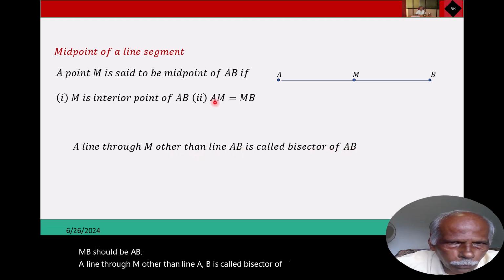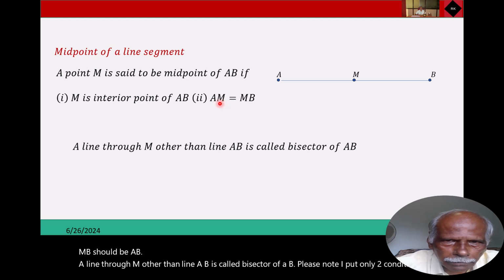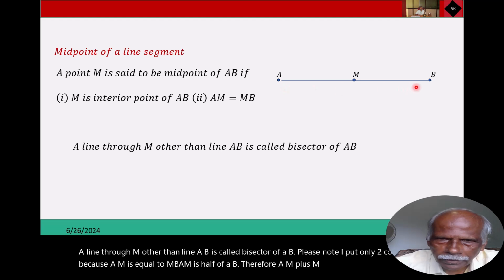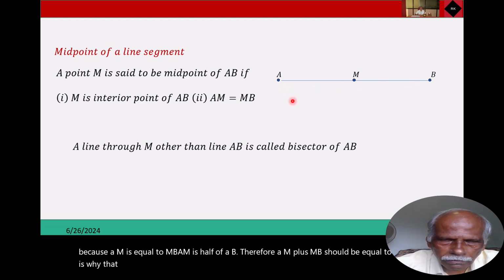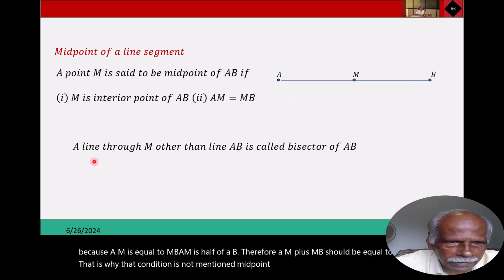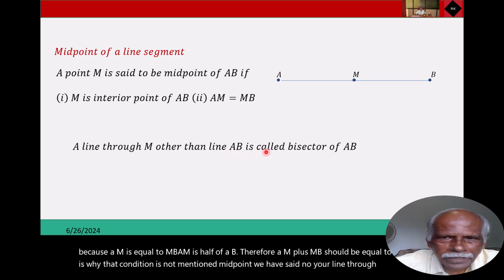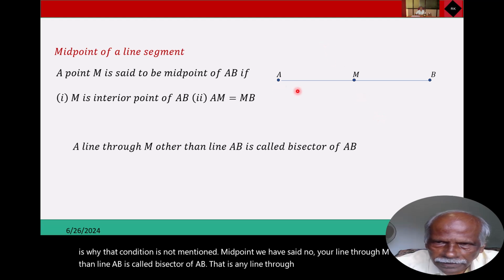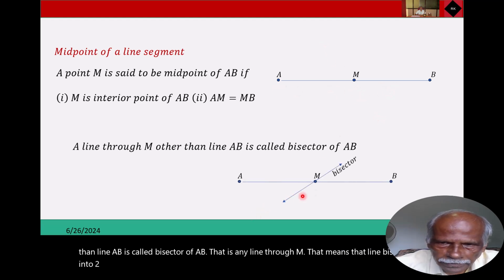Please note I put only two conditions because AM is equal to MB, AM is half of AB, therefore AM plus MB should be equal to AB. That is why that condition is not mentioned. Midpoint we have said, no. A line through M other than line AB is called bisector of AB. That is any line through M, that means that line bisects AB into two equal parts.